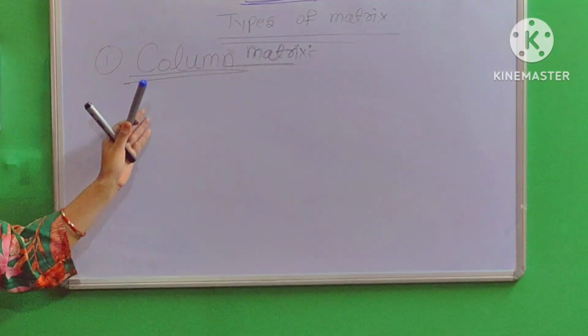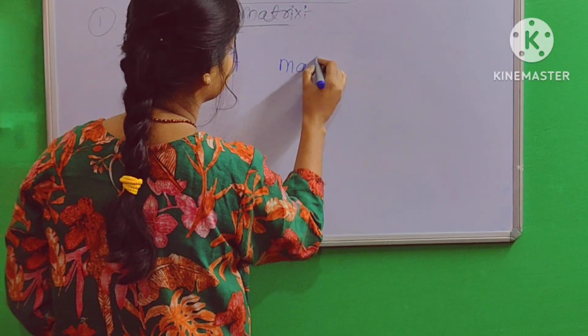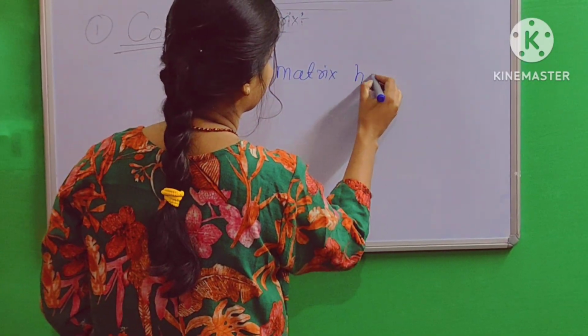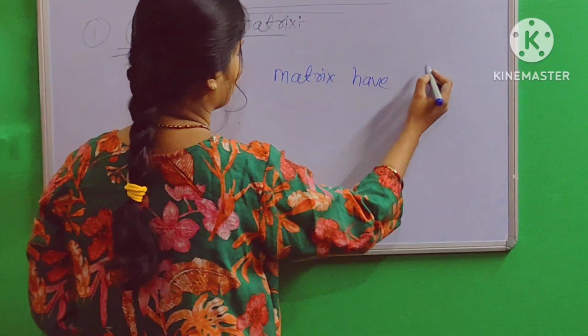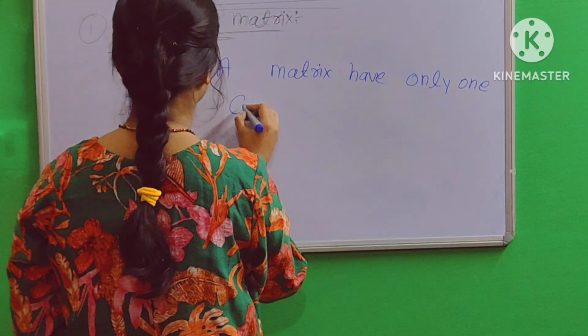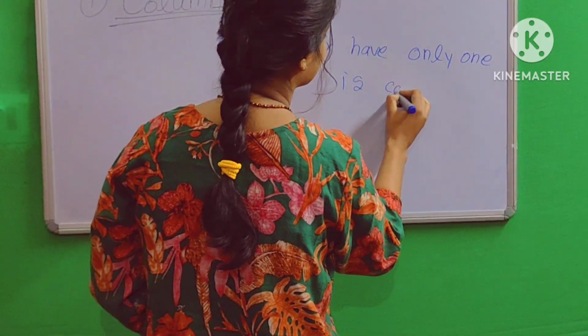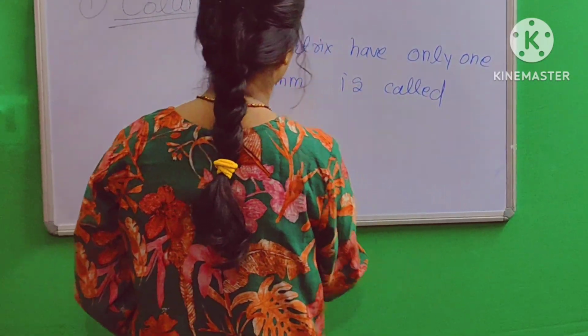Okay, so next, this is our column matrix. A matrix that has only one column is called a column matrix.